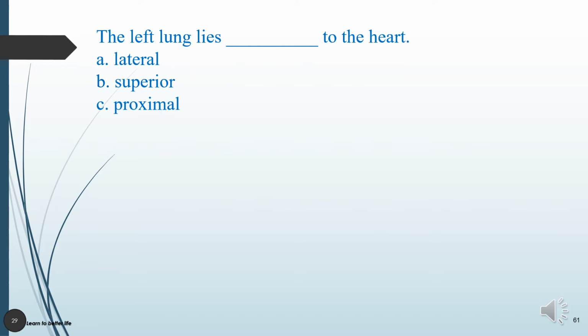The left lung lies where to the heart? A. Lateral. B. Superior. C. Proximal. The answer is A. Lateral.